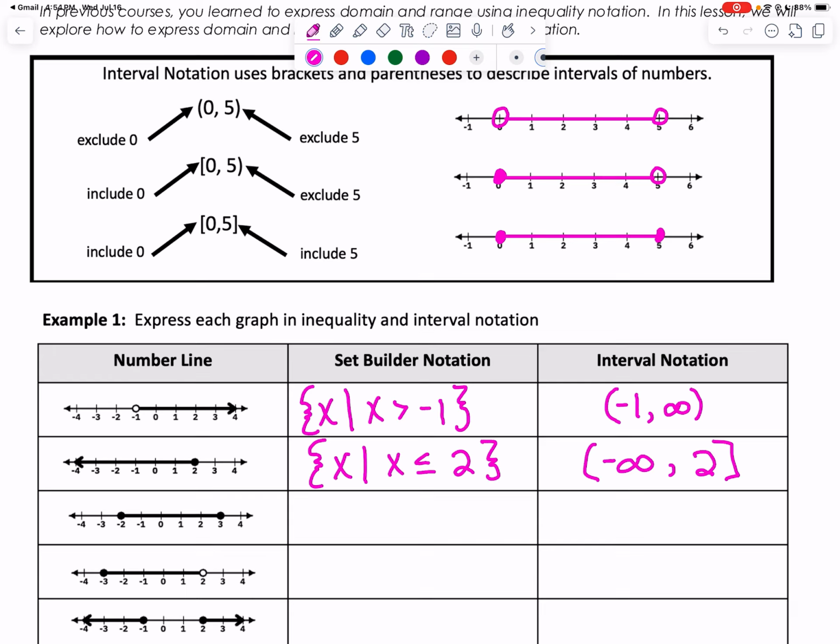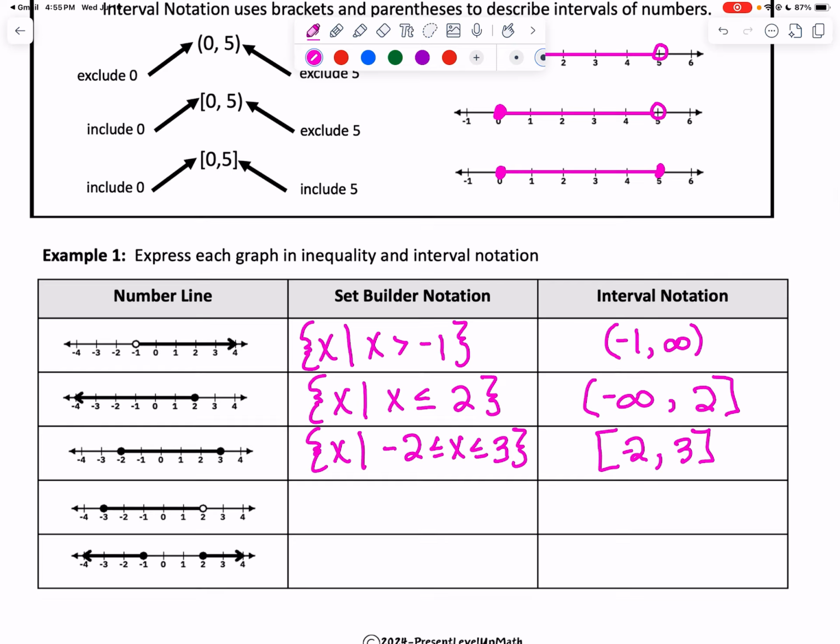In our next example, we have the interval -2 to +3. They're both included. So our set builder notation would be the set of x's such that -2 is less than or equal to x, which is less than or equal to 3. In interval notation, we would have open bracket -2, comma 3, close bracket.